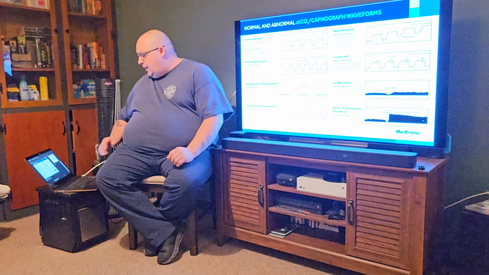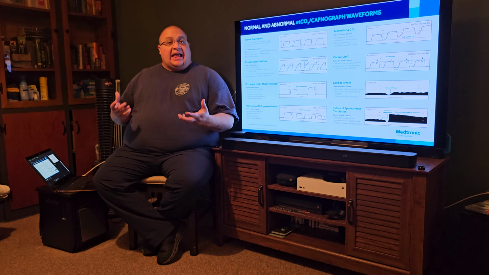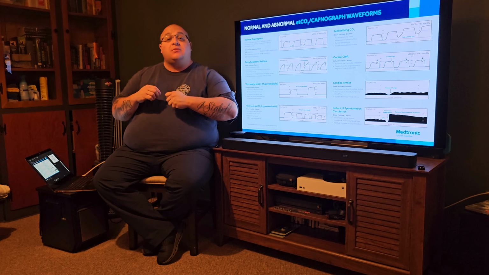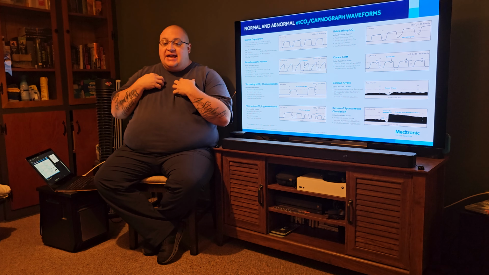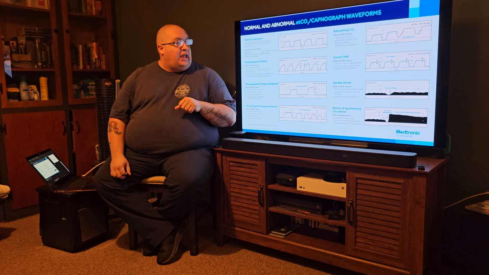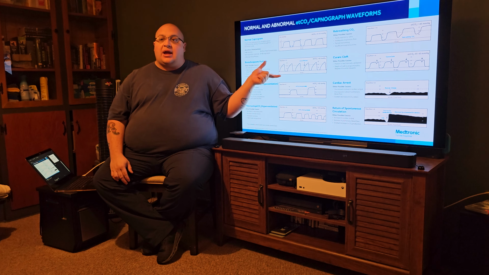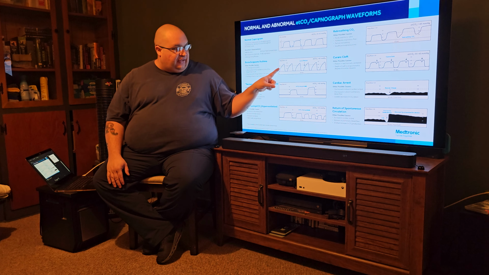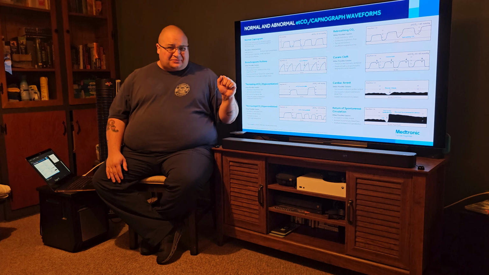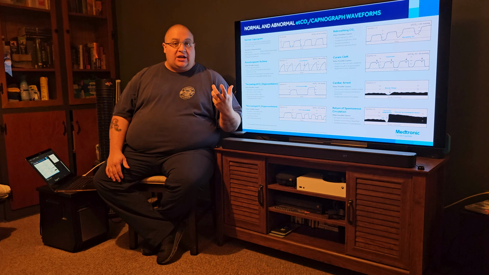So how do we use this capnography in the field? Based on the shape of the waveform, or what we call pleth variations, we can kind of figure out what's going on mechanically. Is the patient not able to get all the air out? Now there are many different graphs here, but the only one I really want to talk about is this one right here, because this is a very common one. We call it the shark fin pleth, or the shark fin waveform. It is indicative of bronchospasms or asthmatic patients.